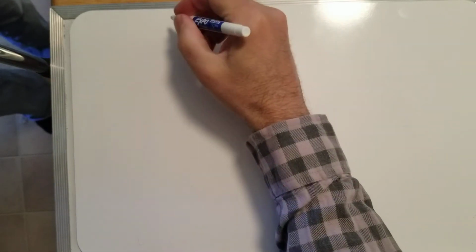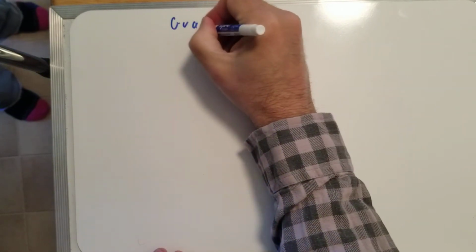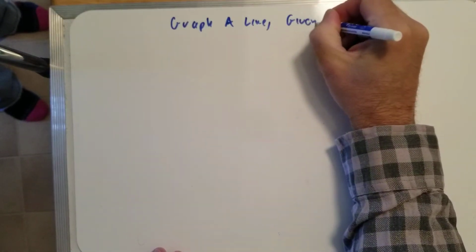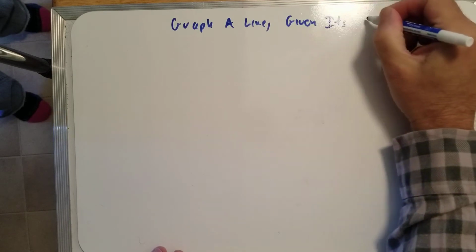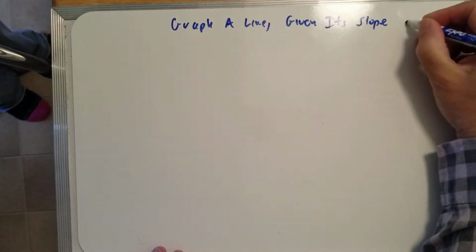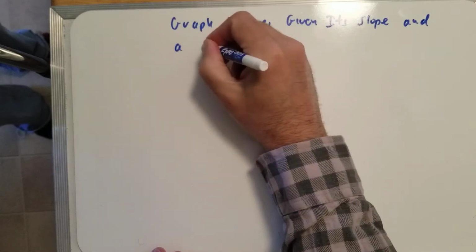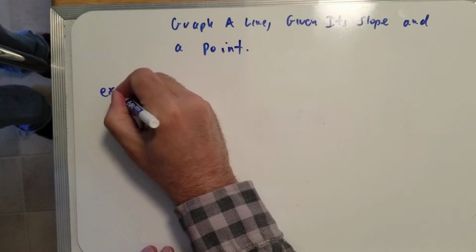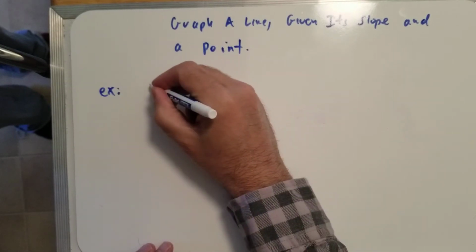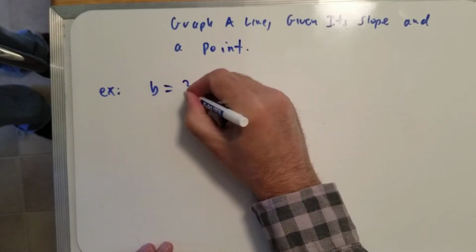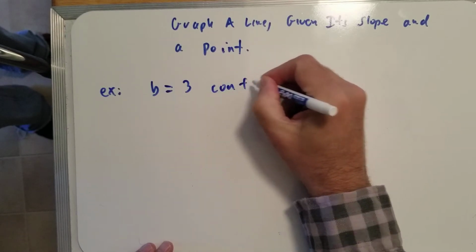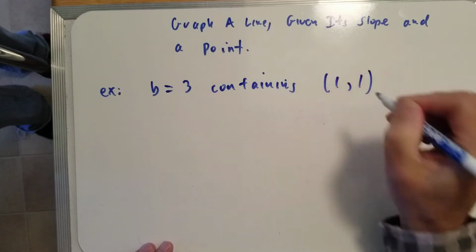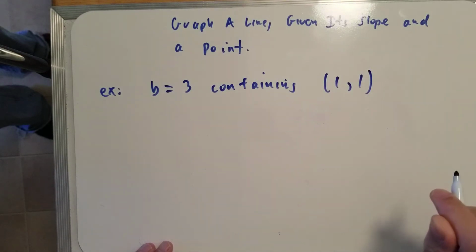Okay, I'm going to do a couple of examples of graphing a line given its slope and a point. So for example, suppose I ask you to graph a line where the slope is given as 3, containing the point (1, 1). So the first thing is I want to interpret the slope.